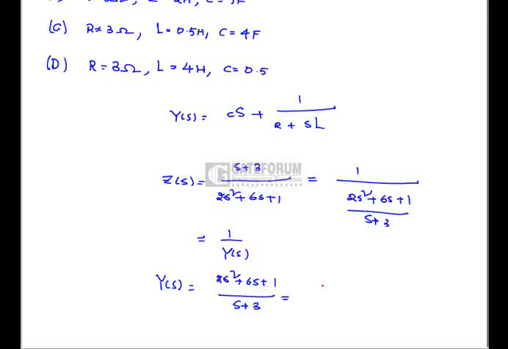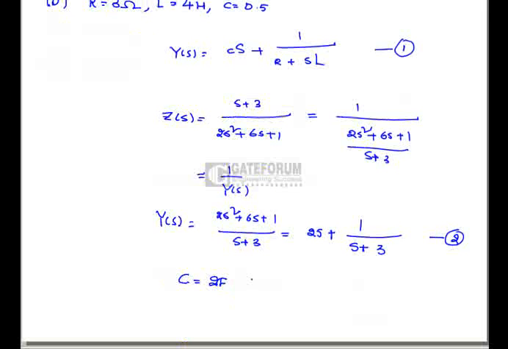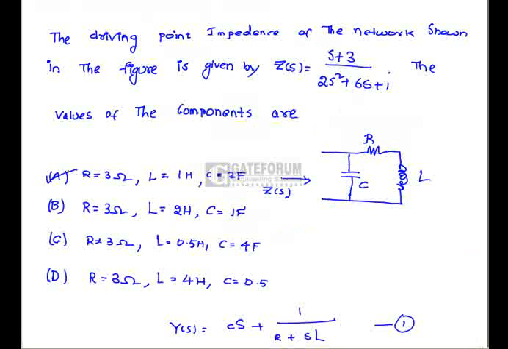So we can write this as 2S plus 1 by S plus 3, so we can write this equation like this. So 2S square plus 6S plus 1 divided by S plus 3 is going to be satisfied. If we compare this equation 2 with equation 1, we will get C as 2 farads, L as 1 Henry, R as 3 ohms, which is option A is correct.